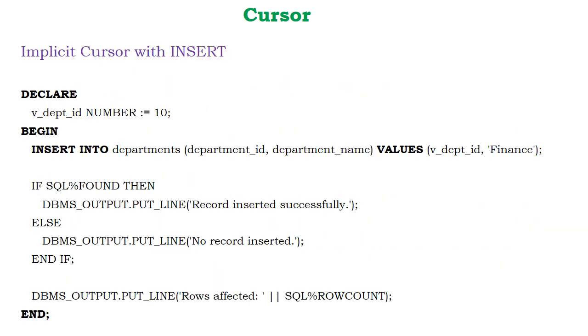Next one is implicit cursor with insert. First, declare the variable and assign values if you want, for example, declare the variable and data type and assign a value. Next, the insert statement: insert into departments, mention the column names, followed by values. Now the value is inserted in departments. And write the condition: if SQL found, then the corresponding statement will be executed. It means the record was inserted successfully. Otherwise, no record inserted. At last, it will count the rows and display.